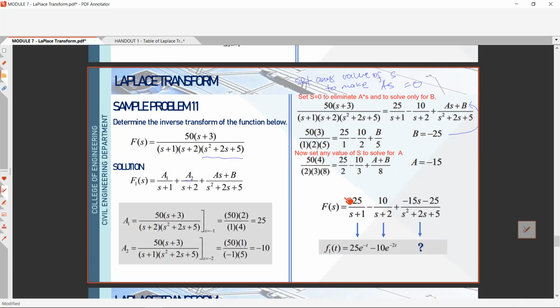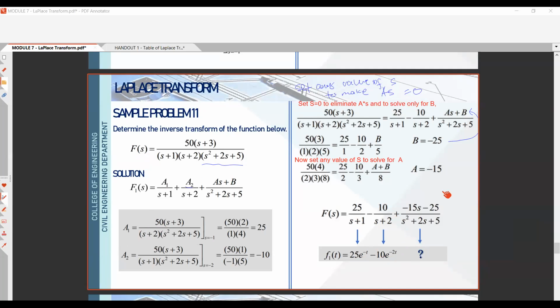Okay, now you have your partial fractions. So, 25 over s plus 1, negative 10 over s plus 2, and negative 15s minus 25 over s squared plus 2s plus 5. So, these are recognizable, right? 1 over s plus a is equivalent to e raised to negative alpha t. So, 25 e raised to negative t minus 10 e raised to negative 2t.